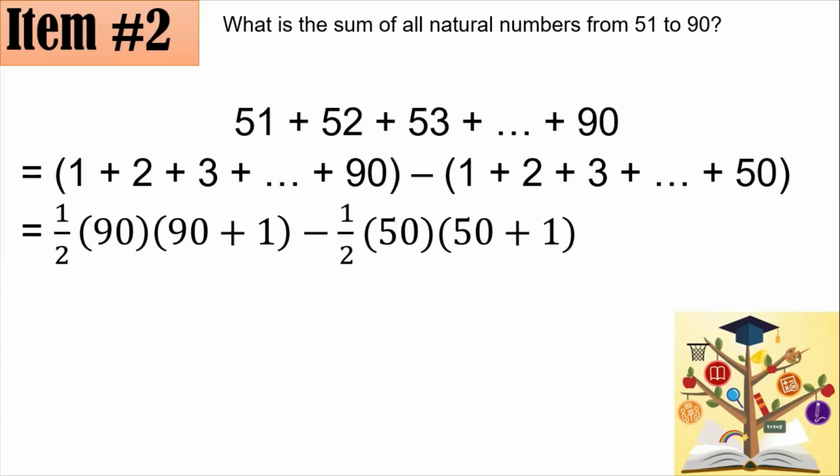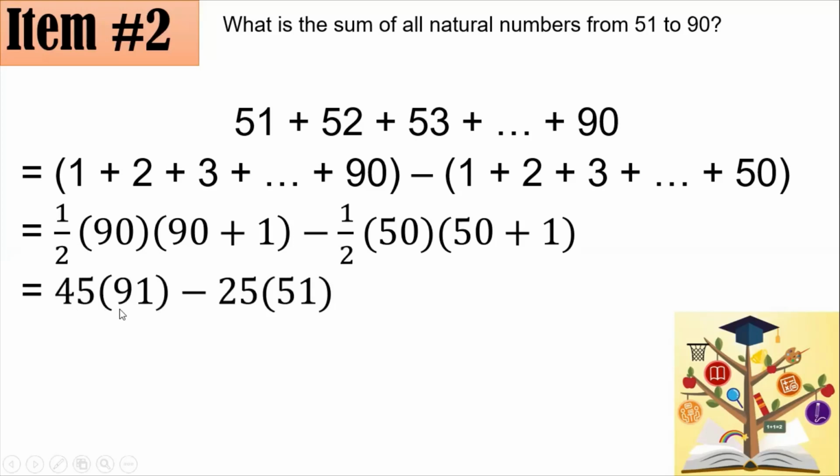And simplifying this will result to 45 times 91. How come? Because for this first one, we could see that 90 is divisible by 2, so 90 divided by 2, we have 45. And the second one is 90 plus 1, which is 91. So this is just equal to 45 times 91 minus 1 half times 50, which is 25, and 50 plus 1 is 51. That's why this is just equal to 25 times 51.